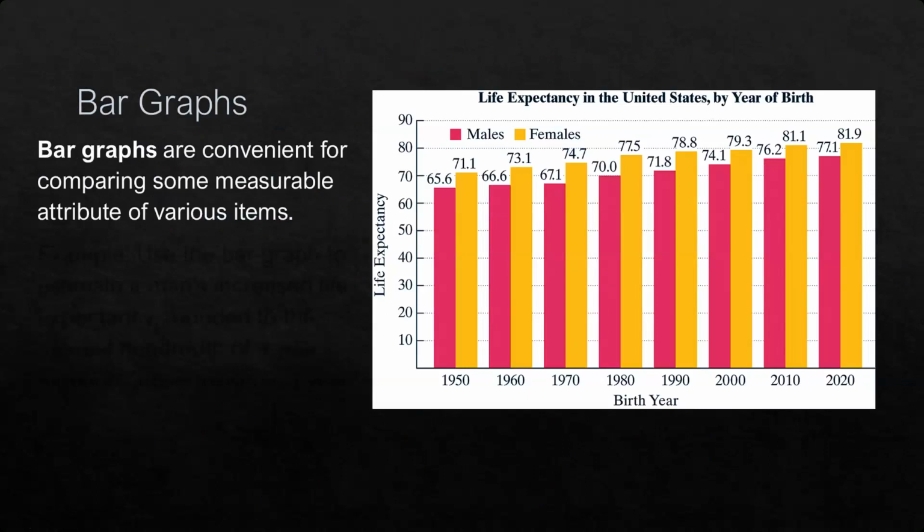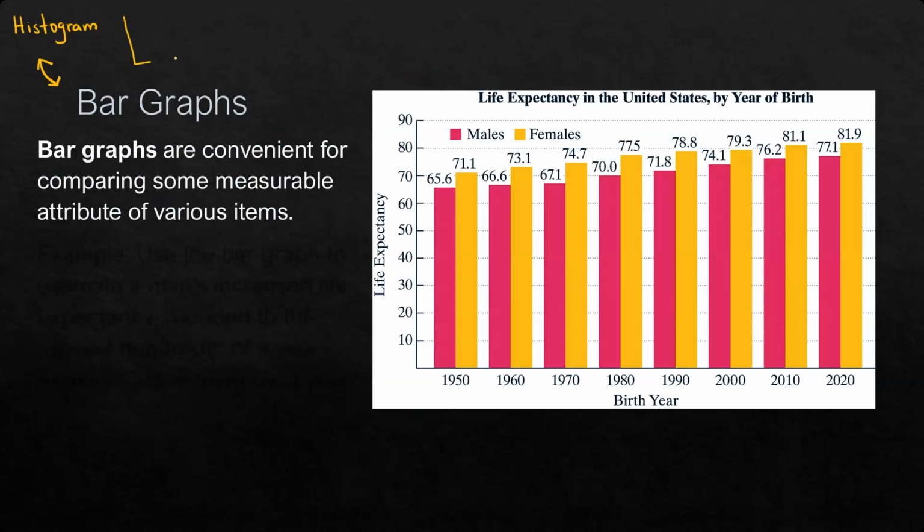Bar graphs. Bar graphs are convenient for comparing some measurable attribute of various items. There will be something called a histogram later on. Since I said it, I want to just write it down. I also said the word histogram. But these two are very similar.